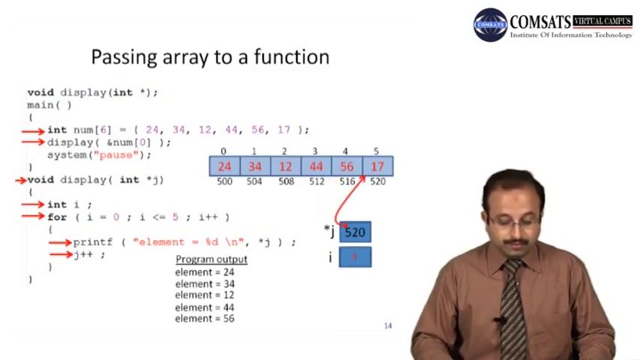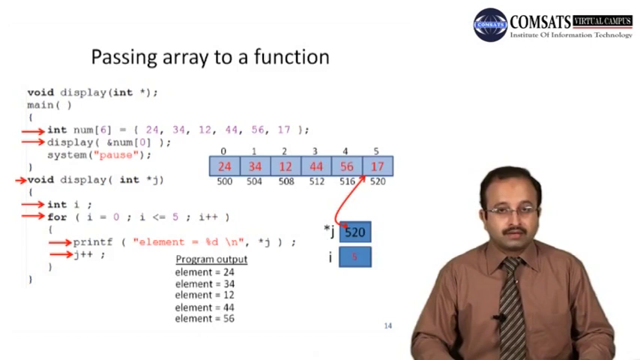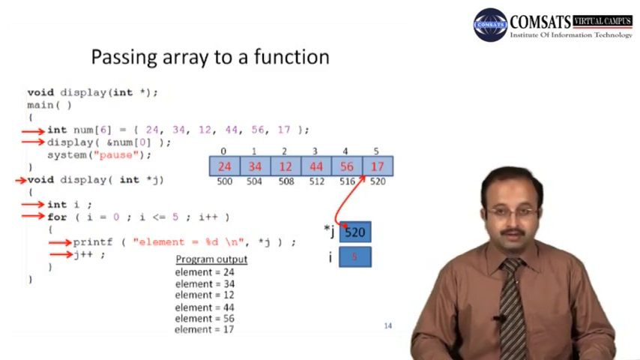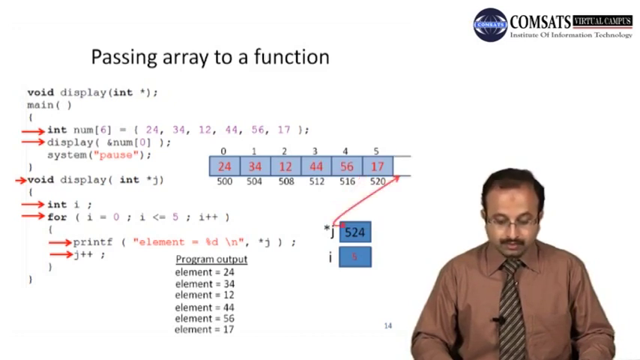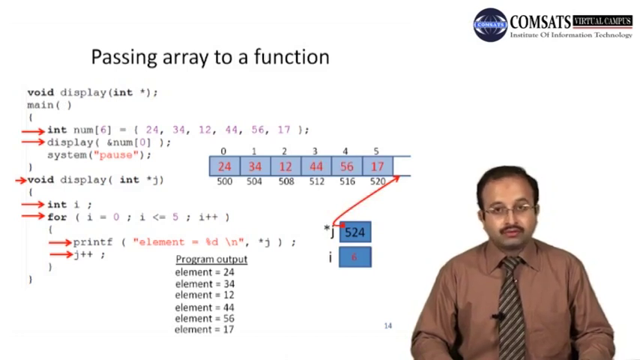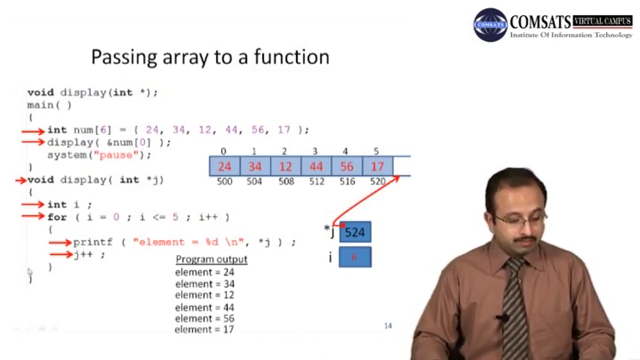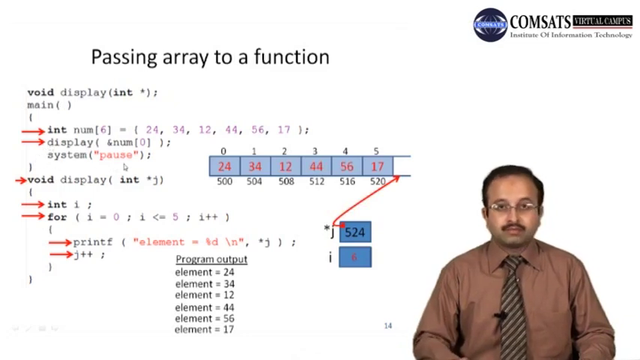The loop counter becomes 5, the condition is 5 less than or equal to 5, the condition is true, because we have to execute the loop 6 times, starting with 0 till the value of I is 5. So the printf statement prints the value at address 520, that is 17. And then J will be incremented, the value of J will become 524, it points to the next memory location. Then the value of I is incremented, it becomes 6, and the condition I less than or equal to 5 becomes false. It comes outside the loop and control is transferred back to the place where you called this function, and then the system pause statement will be executed.